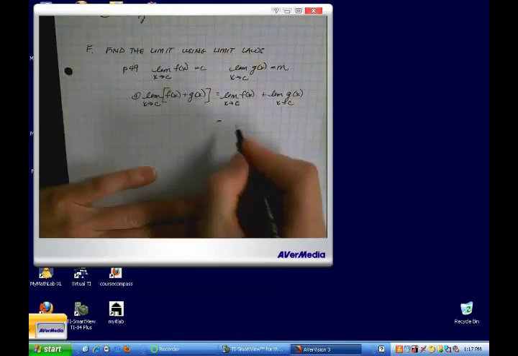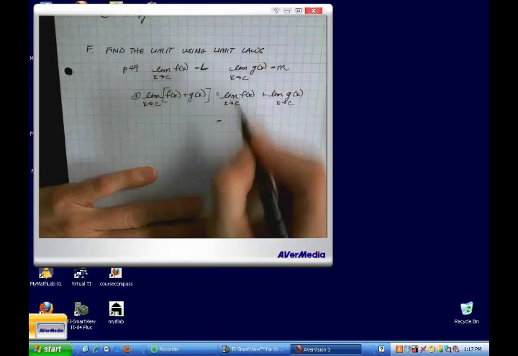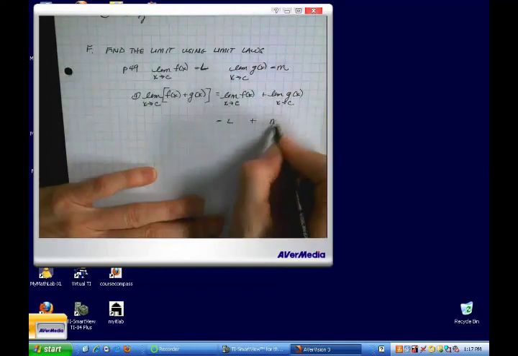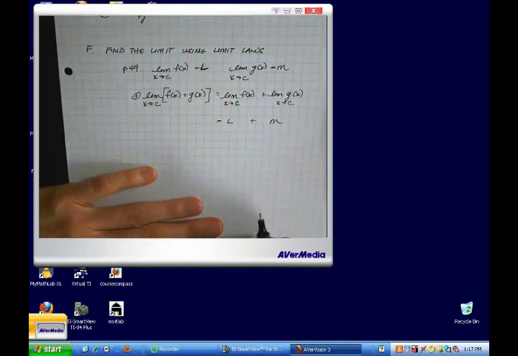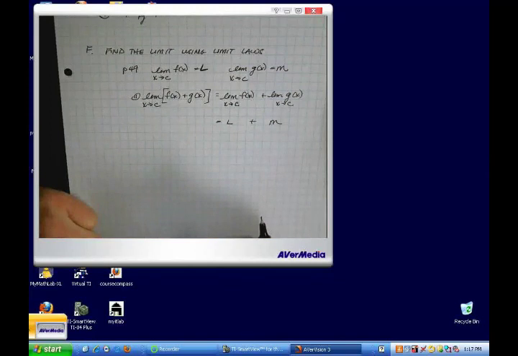And then you know the limit of f of x was given to be L. The limit of g of x was given to be M. And so the answer is simply L plus M. Okay, it's that simple. You just add the heights of the graphs together.